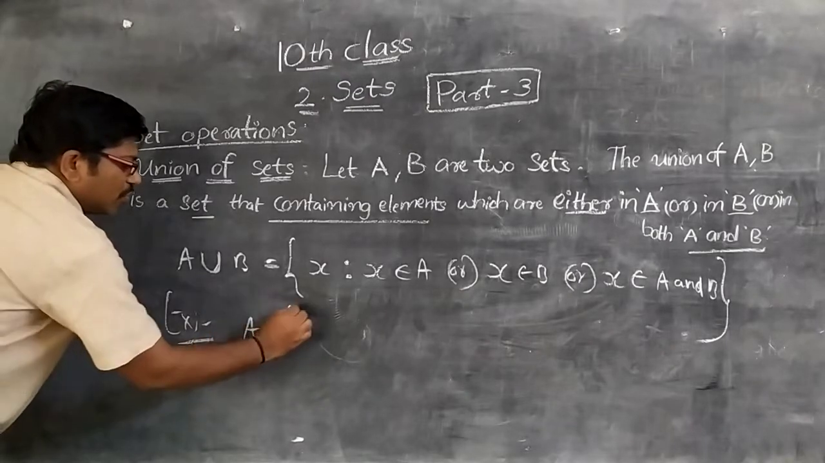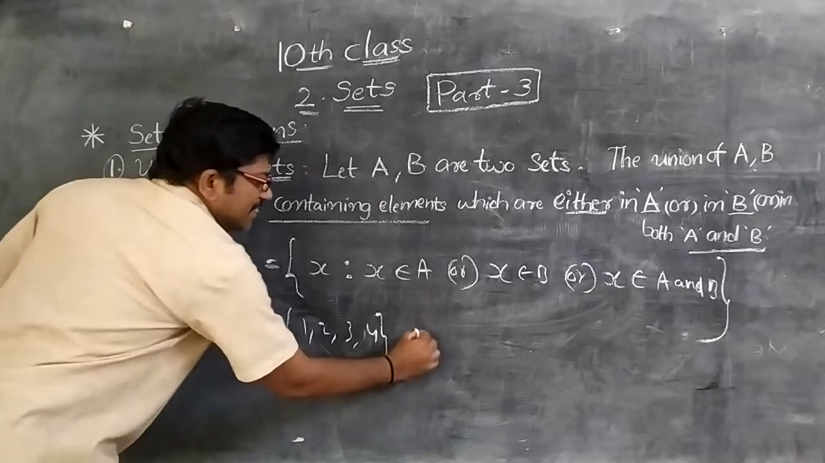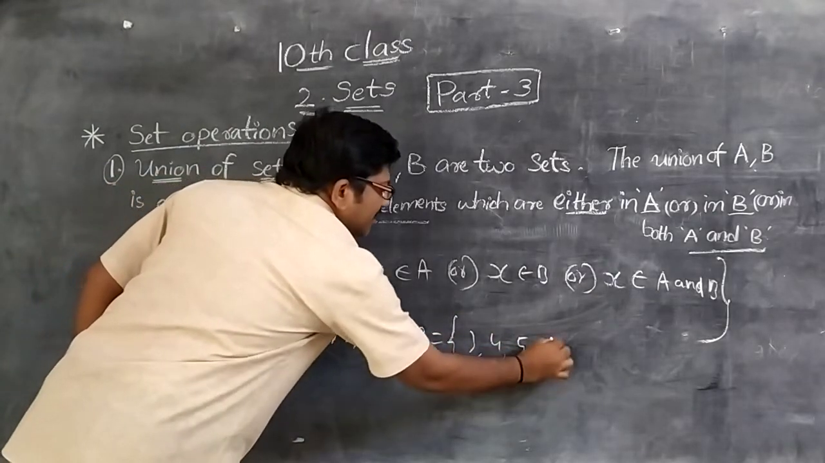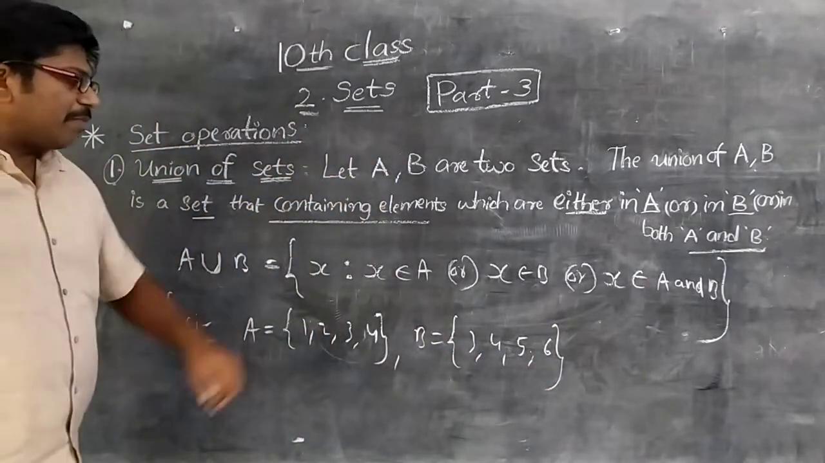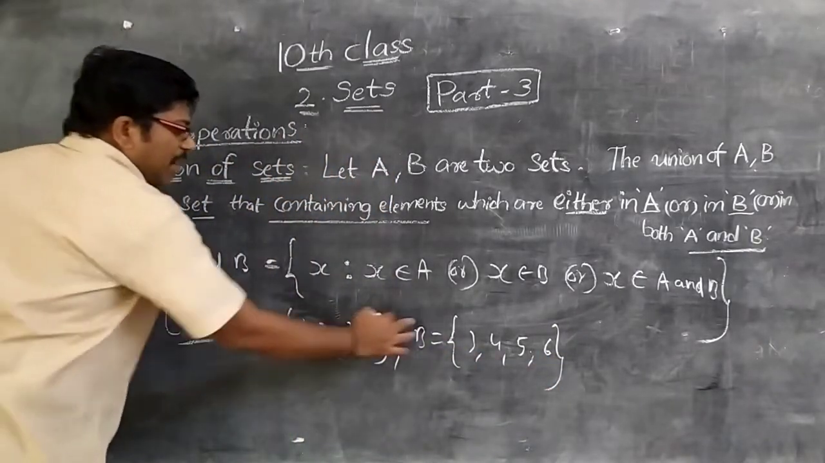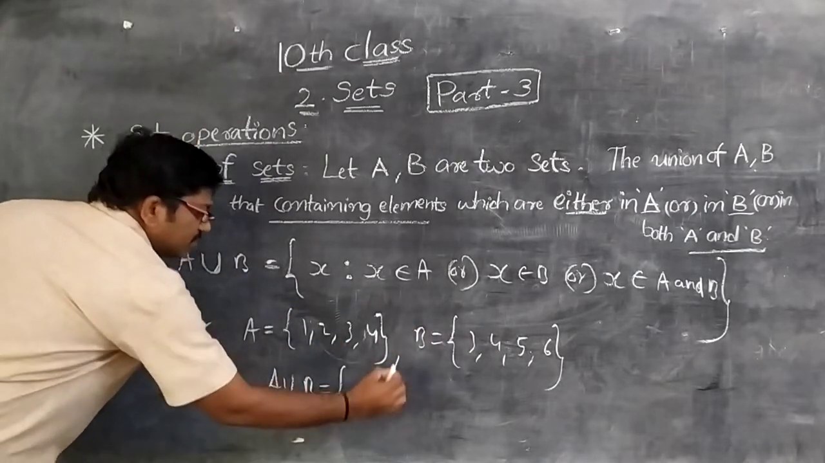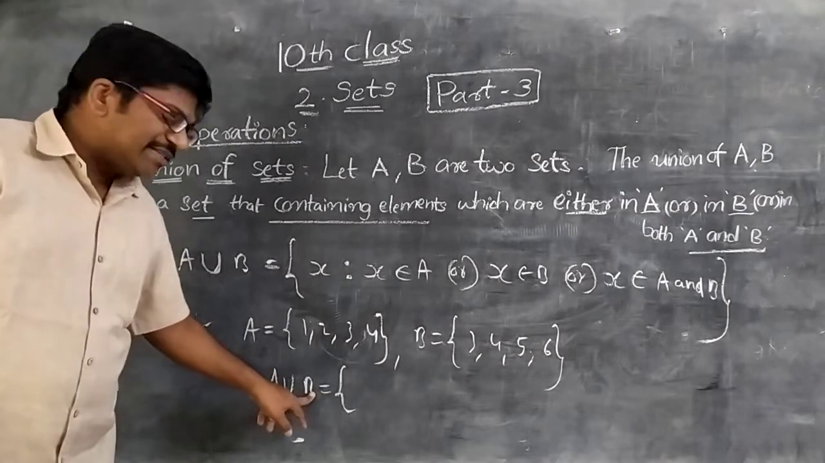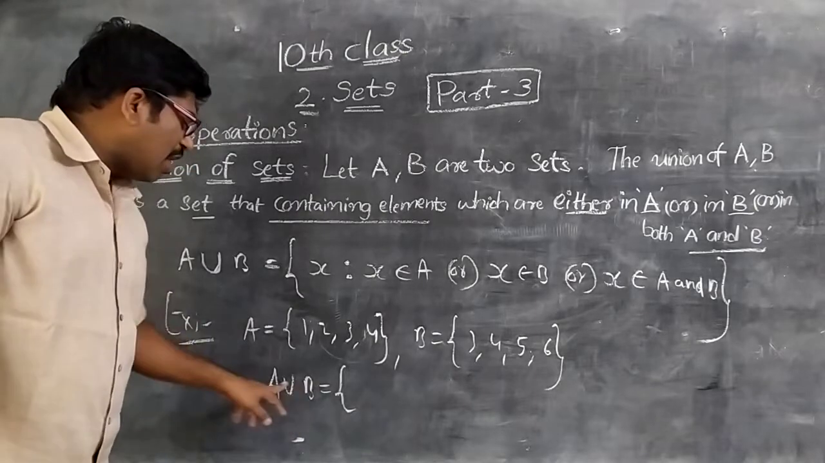A is equal to {1, 2, 3, 4} and B is equal to {3, 4, 5, 6}. Now we have to find the union of A, B. So the union of A, B is denoted with A union B. What is the meaning of A union B? A union B is a set containing elements which are either in A or in B or in both.